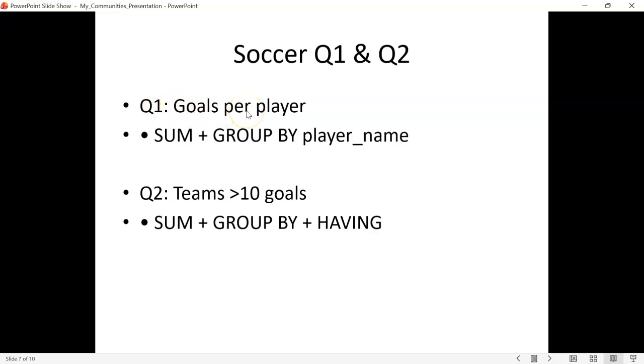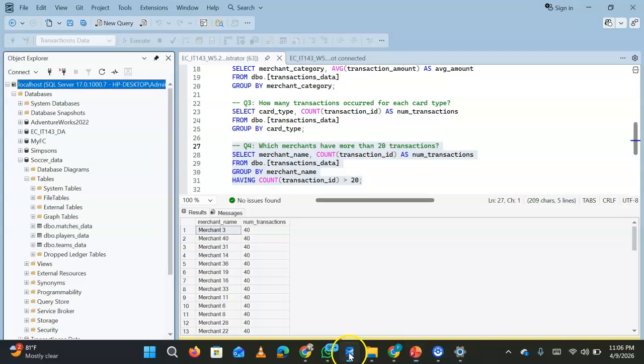Okay, so for questions 1 and 2, for question 1, goals per player, what we did is we used the sum plus the group by player name. Question 2 was the teams with more than 10 goals. I want to use sum plus the group by plus having. So now let's demonstrate it on the SQL.